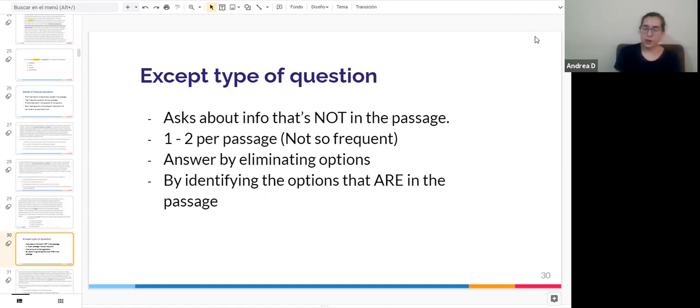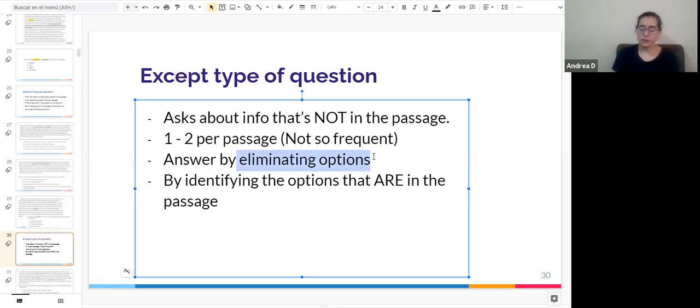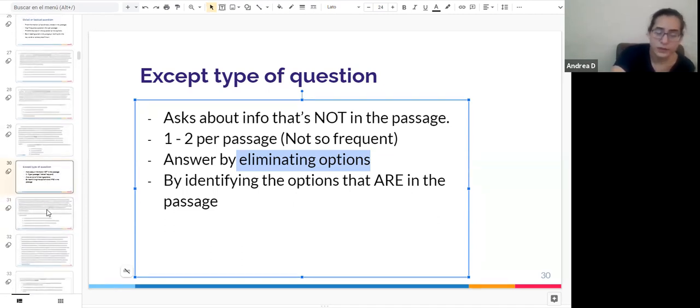So this is, I would say, one of the easiest ones, because all you need to do is eliminate the options. So everything you're going to do goes hand in hand, what you have in the text, what you have in your options. And since they're asking for something that's not in the passage, you're just going to go checking the ones that are in the passage. So it's like a list of things that you get, like a recipe that you need to go checking. So I have this, I have that, I have this. So the only one that could be is the one that you don't have. Okay. So we're going to see how that is.